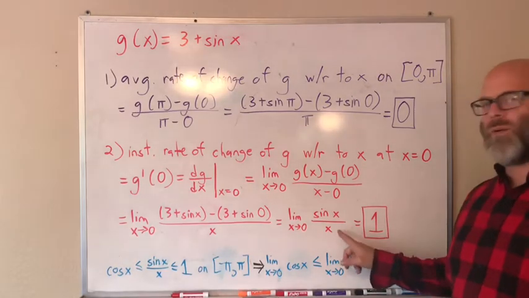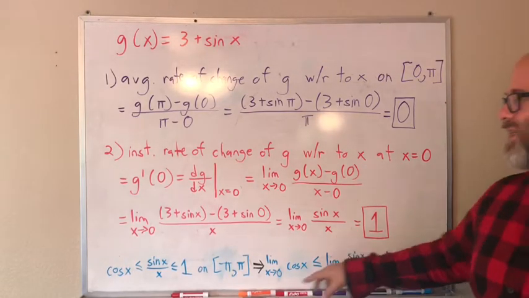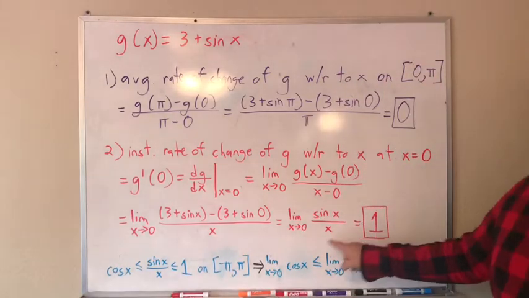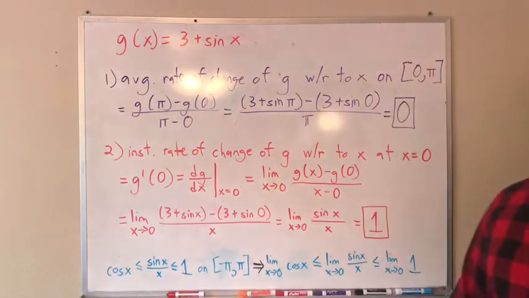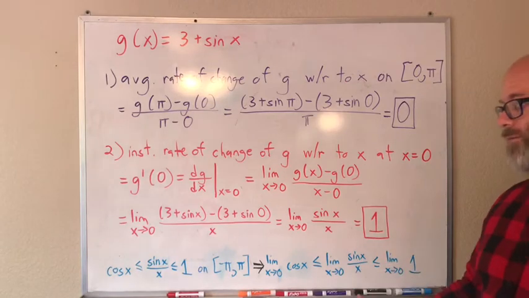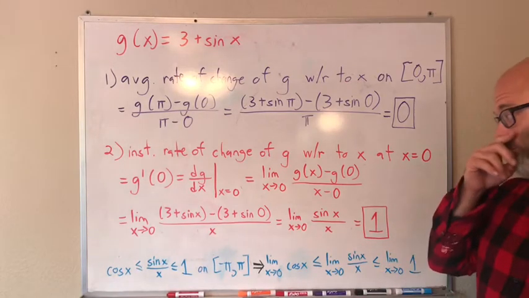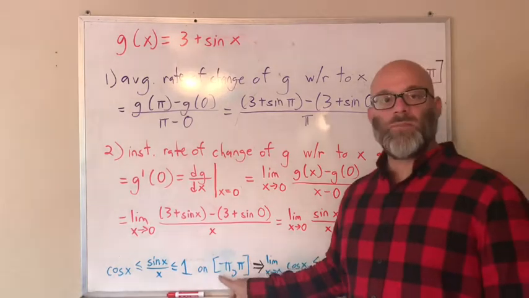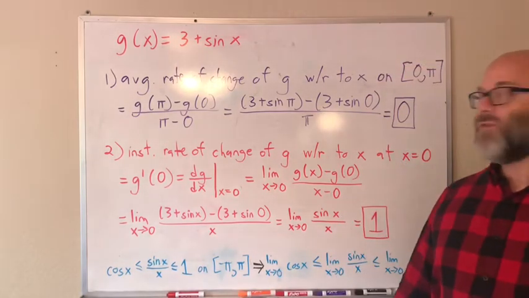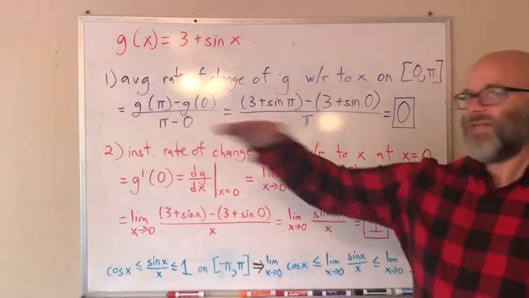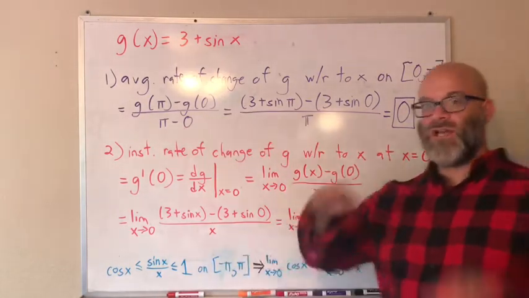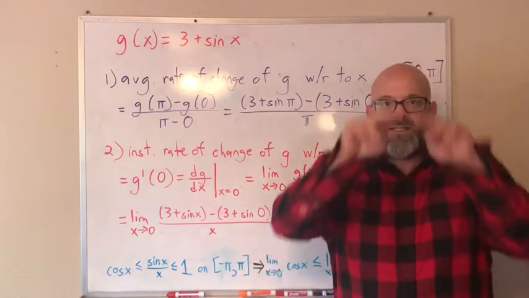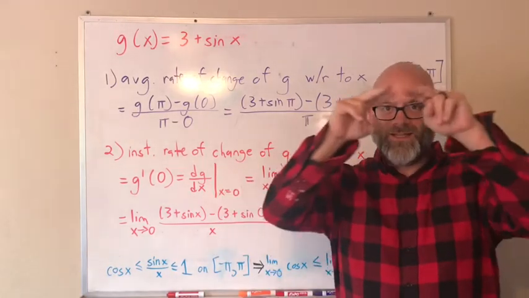You say, what was it that we did? This is what we did. We said that cosine of x is less than or equal to sine of x over x, which is less than or equal to 1. Okay? We looked at it between negative pi and pi. So if you graph this thing, 1 is this constant linear function. Cosine of x is going to look like this from negative pi to pi. And sine of x over x is kind of halfway in between, looking like this.